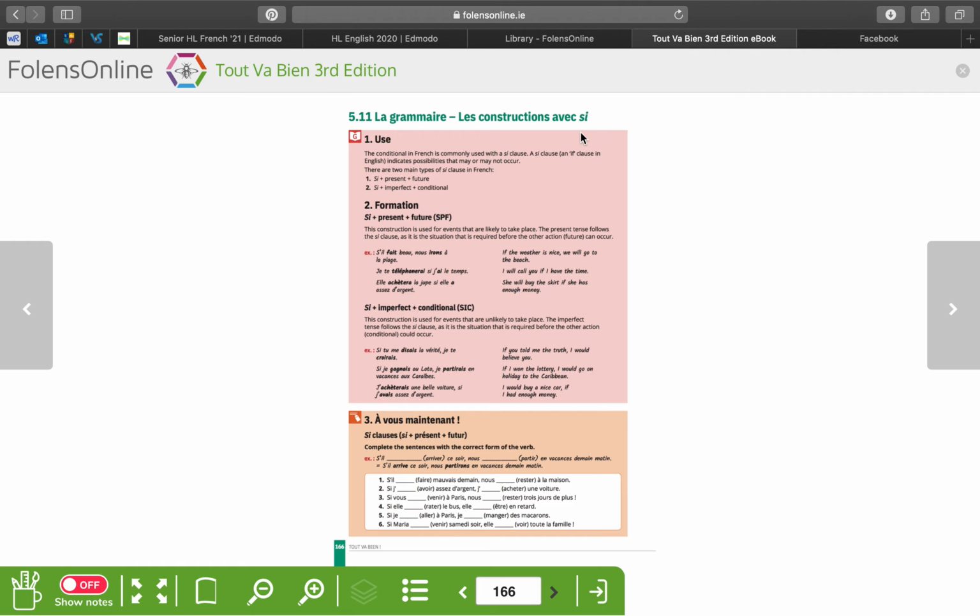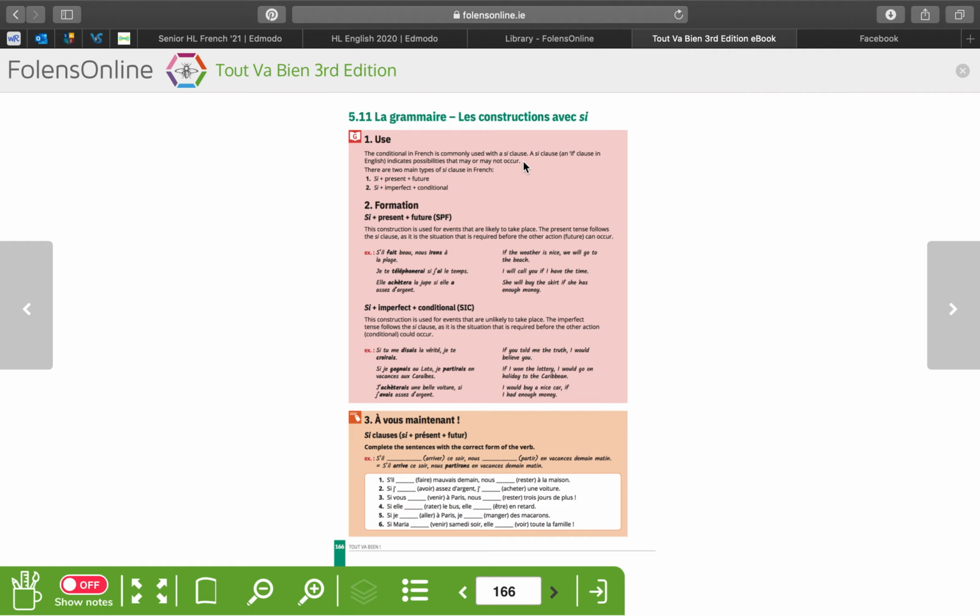Okay, so we're looking at using si clauses today, and within that we'll be looking at using the conditional as well. So the conditional in French is commonly used with a si clause. Now the word si just means if. And a clause is a fancy way of saying a sentence or a part of a sentence. So what it means is sentences that contain the word if. Okay, a si clause is a sentence that has the word if in it, really.